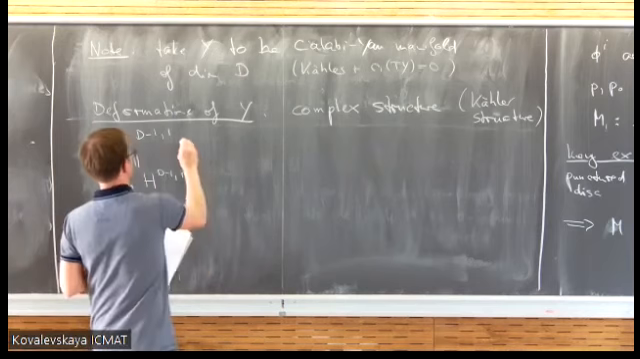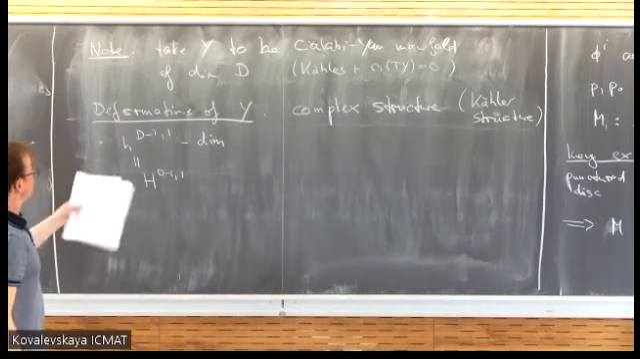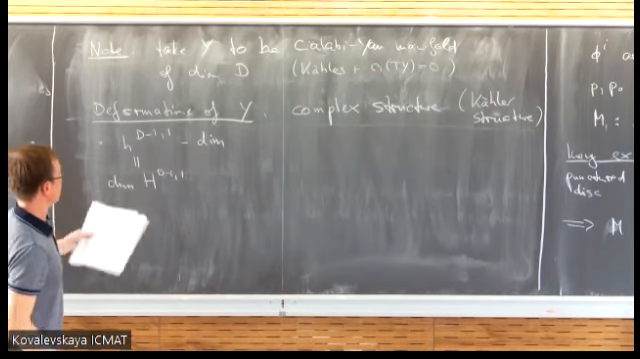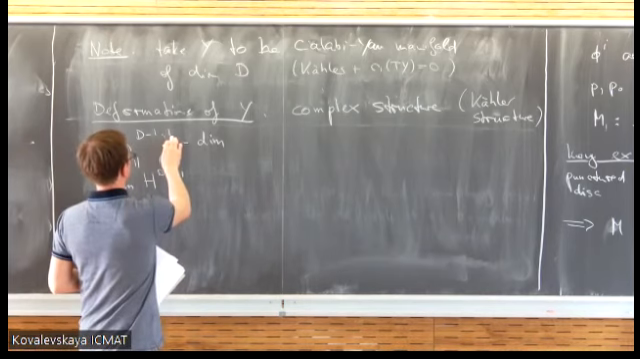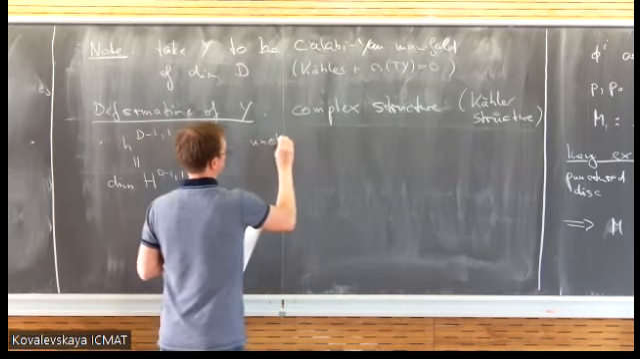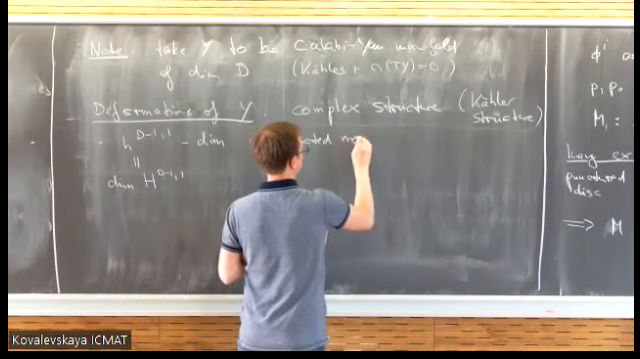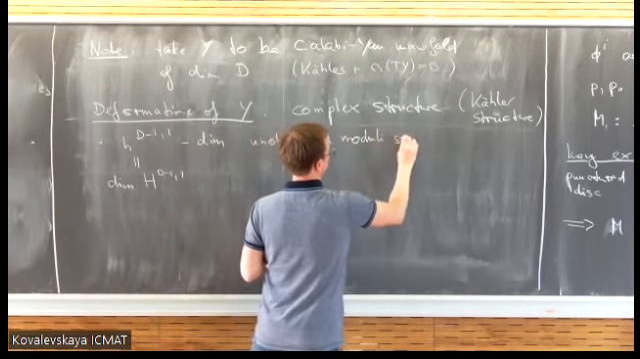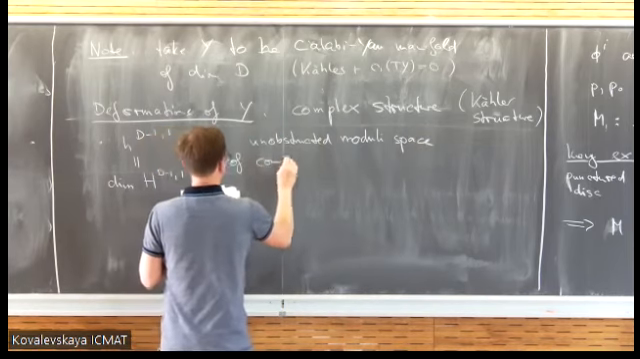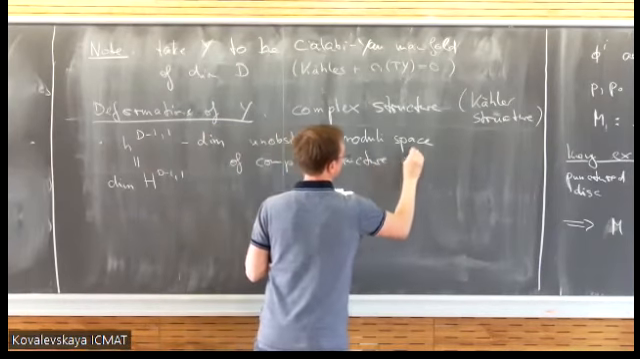Anyway, I will explain this in a moment. There is a certain fixed number, and one can show that there is an h^{d-1,1}-dimensional unobstructed moduli space of complex structure choices.